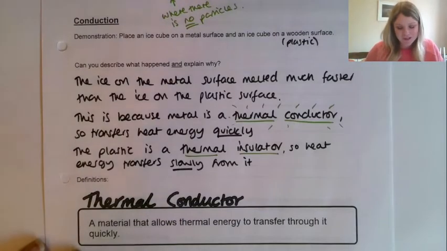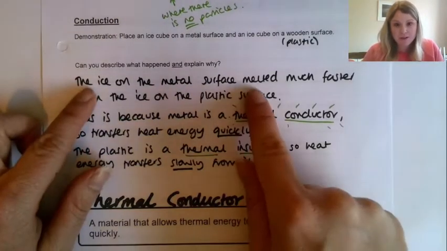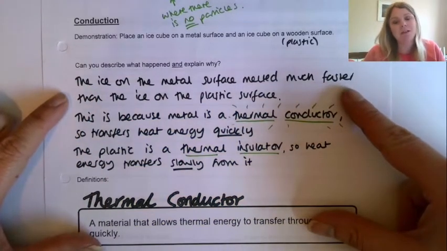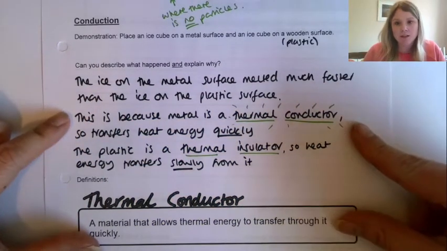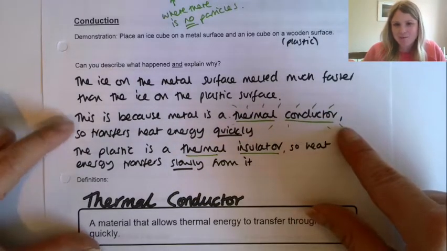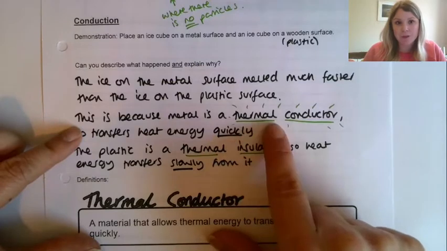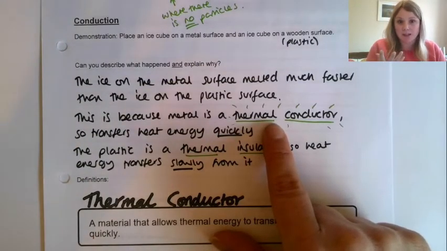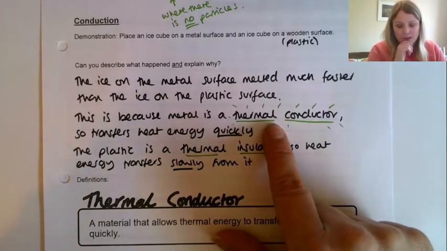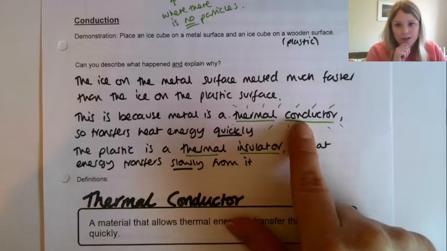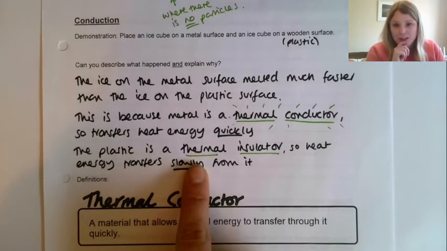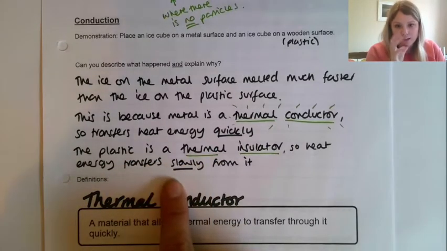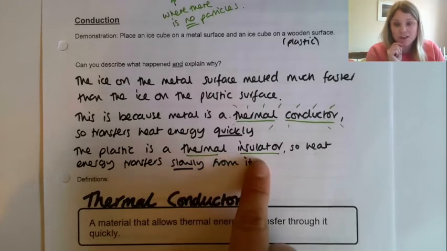Okay, so here's what I've put. The ice on the metal surface melted much faster than the ice on the plastic surface. This is because metal is a thermal conductor. Haven't used that word yet, I don't think. So transfers heat energy quickly. So that's the word that we give for something that transfers heat energy really, really quickly, or a solid material that transfers heat energy really quickly. It's a thermal conductor. The plastic is a thermal insulator, so heat energy transfers slowly from it. So a thermal insulator is something that is a bad thermal conductor.